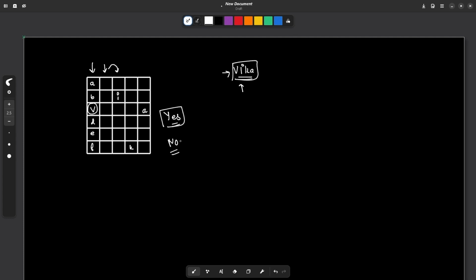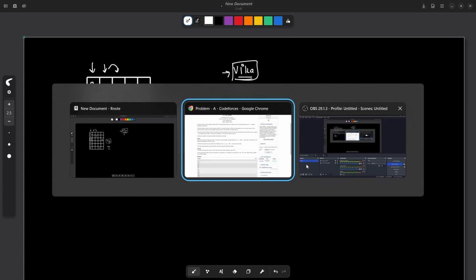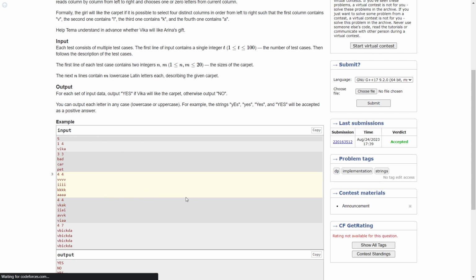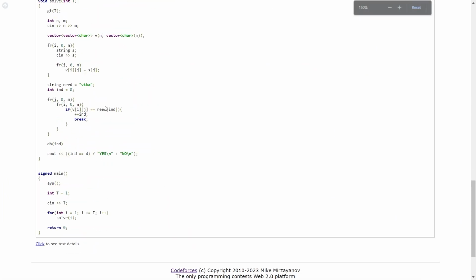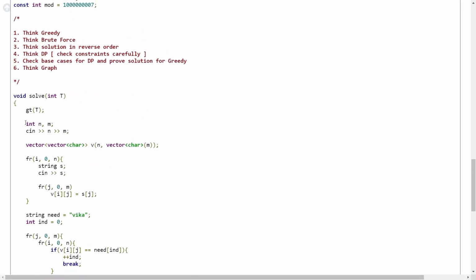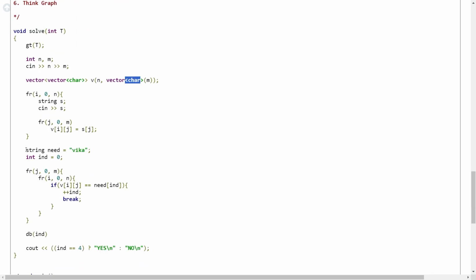Now you can implement it very easily by just doing brute force. If I show you my solution, you see what I've done is I've taken 2 integers n and m, and I've taken a double dimensional vector of size n cross m. The vector will be of characters. Now I take input in the vector and I have created a string called need, which is equal to Vika.